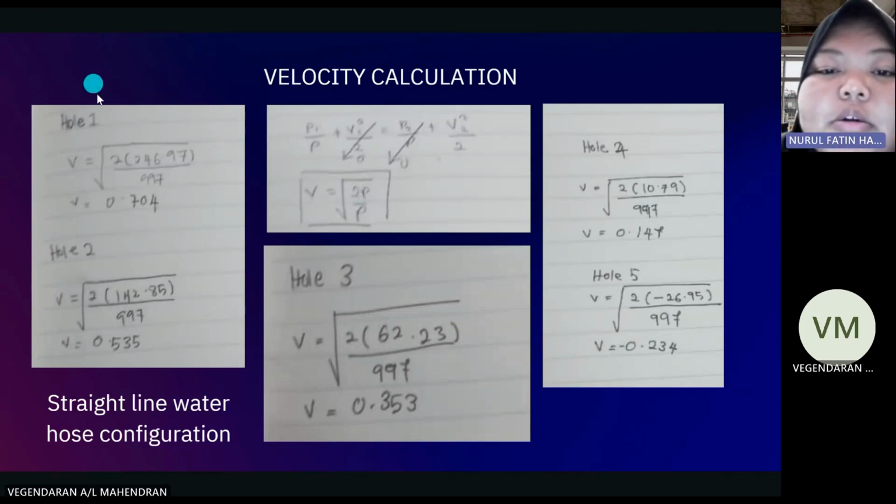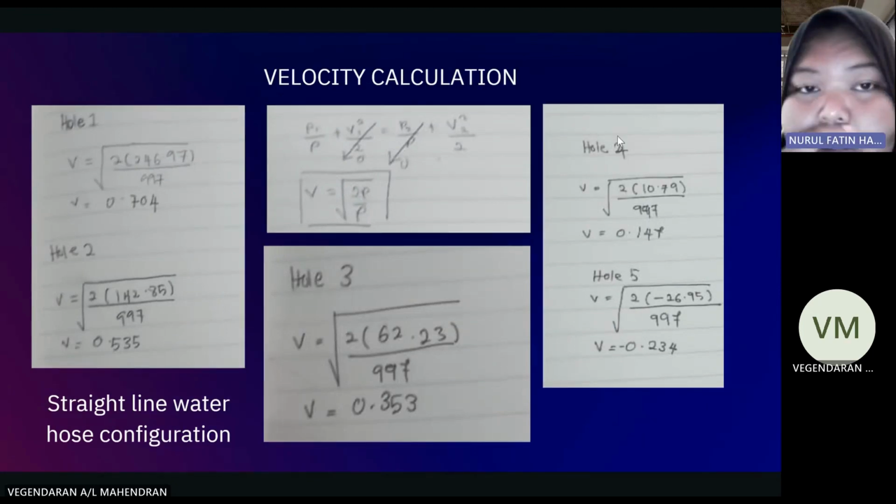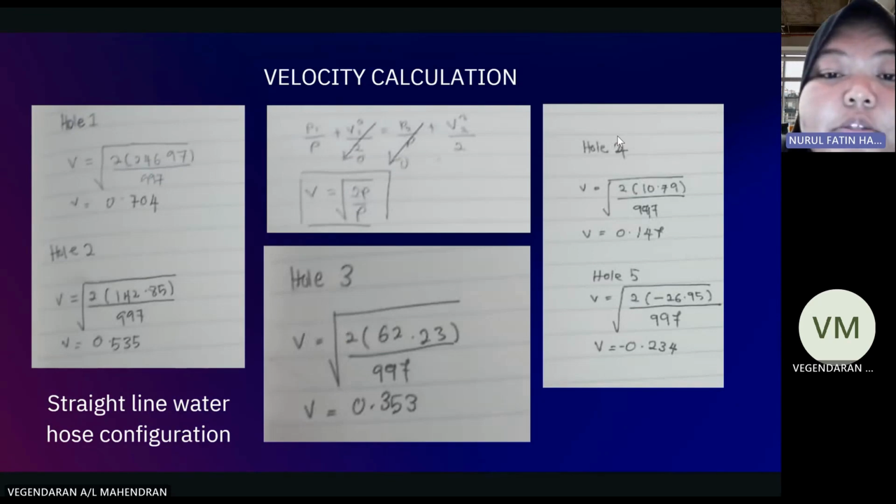This is the calculation for the velocity. We also use Bernoulli's principle, so we simplify. We get velocity equals the square root of 2P per density, where P is the pressure and the density of water.